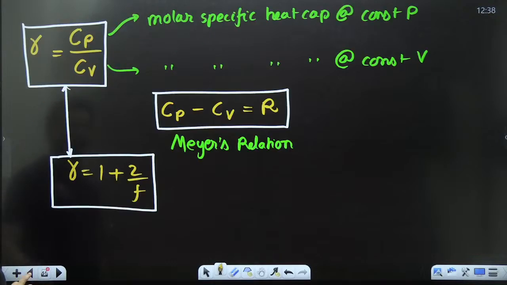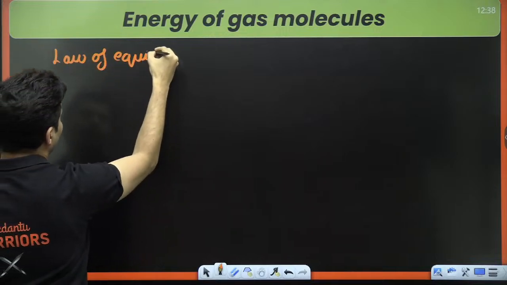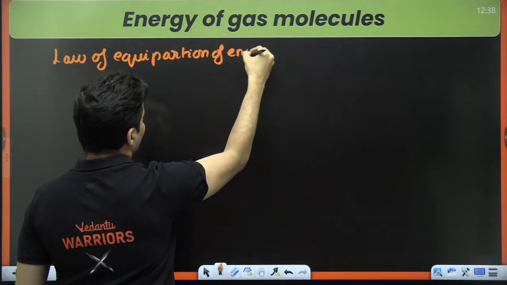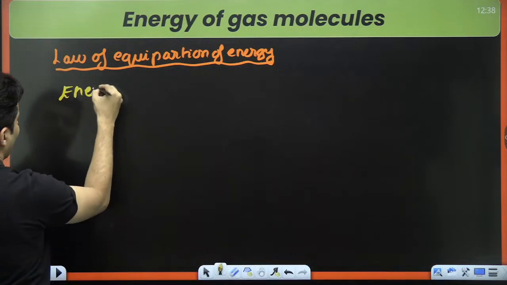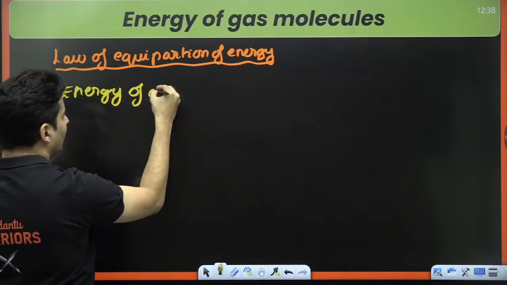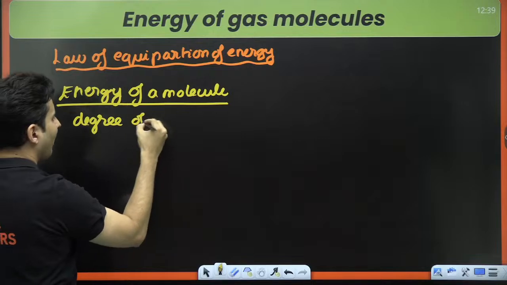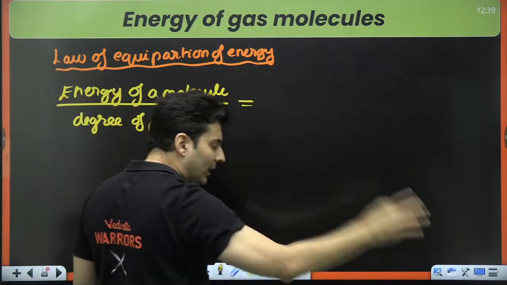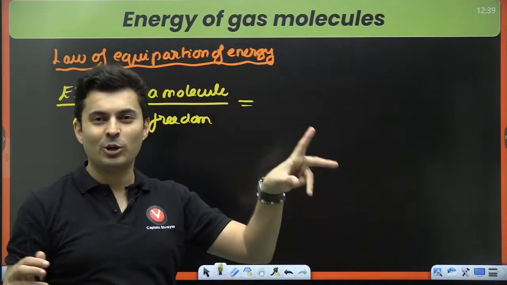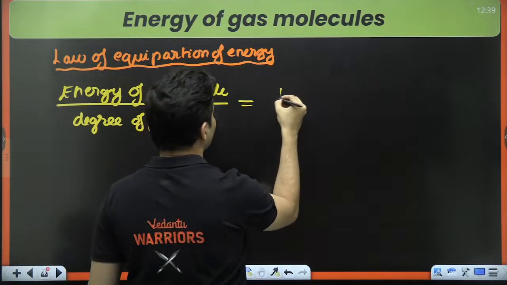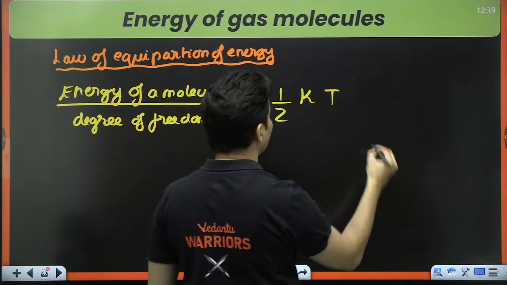Now, going back over here, when you talk about energy of the molecules, there is a law of equipartition of energy, and this law states that the energy of a molecule per degree of freedom is same for all the molecules, for all the degrees of freedom. There is no bias or partiality. It is not that you're rotating more energy, or translating less, or vibrating. Nothing like that. It is always half kT, where k is your Boltzmann constant.